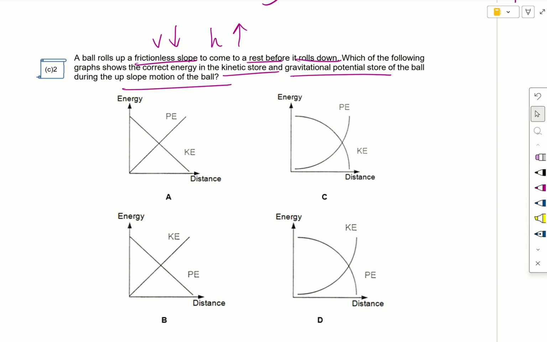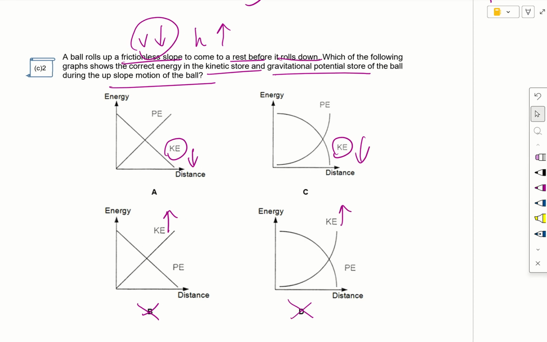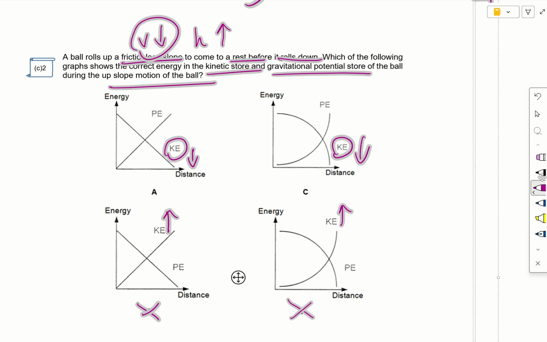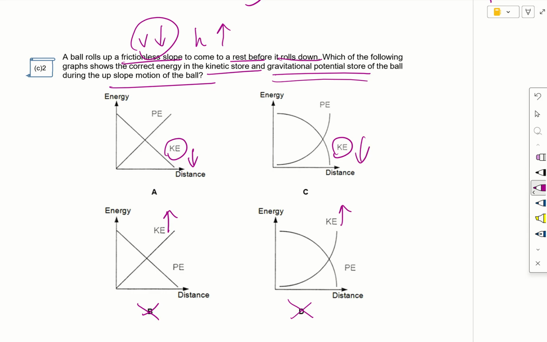Okay, so when it goes up, the velocity decreases. That means I should see my KE, or energy in the kinetic store, decreasing. But for D and B, the energy in the kinetic store is increasing. So definitely they are out. And just to check my gravitational potential store, because it's going up, as height increases, EP will increase. So yes, EP increase, EP increase.